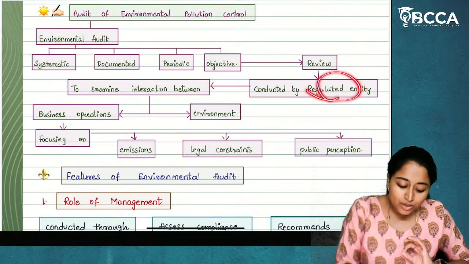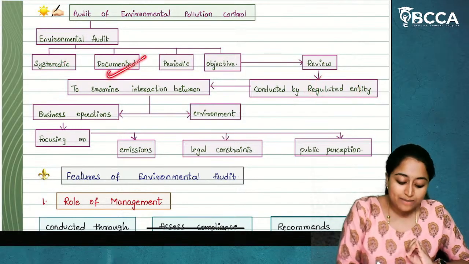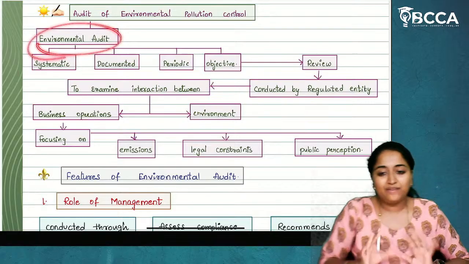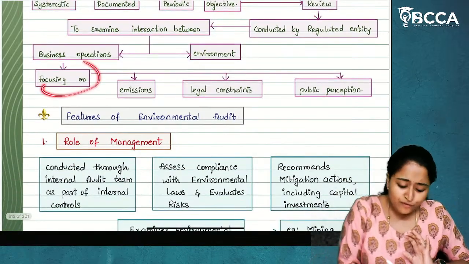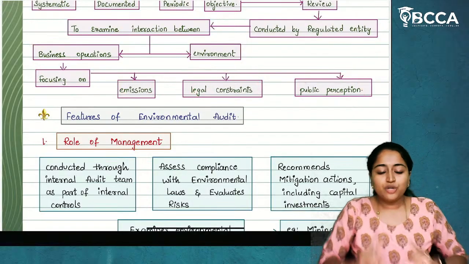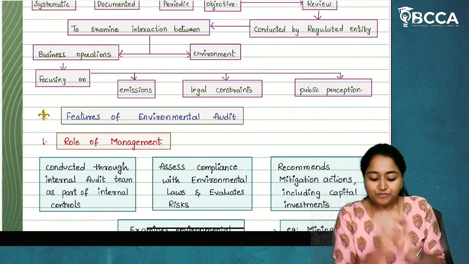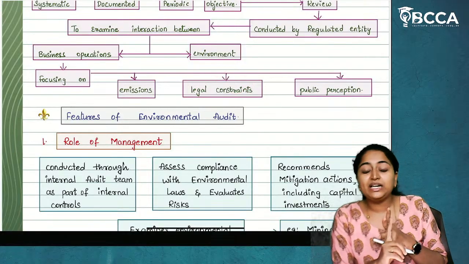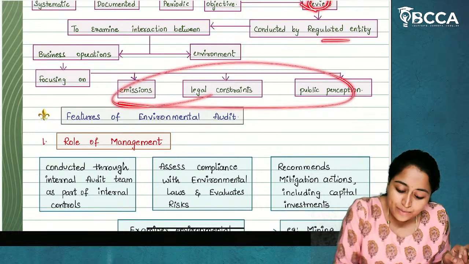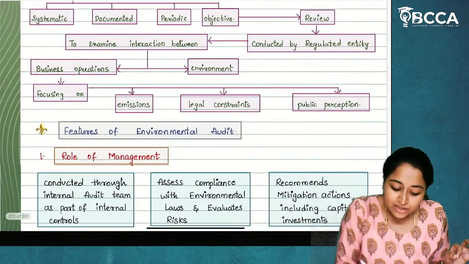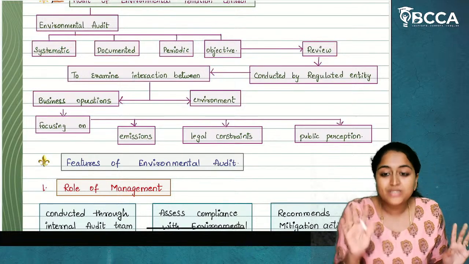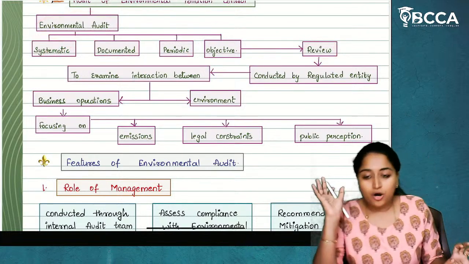Now this regulated entity will do systematic documentation and periodic review of the environment, focusing on emissions, legal constraints and public perception. So whether the public are affected in that area, whether there are any legal constraints, whether there are any emissions, regarding this the review will be done by the regulated entity. This review will be done in a systematic, documented and periodic manner. The process is called an environmental audit.